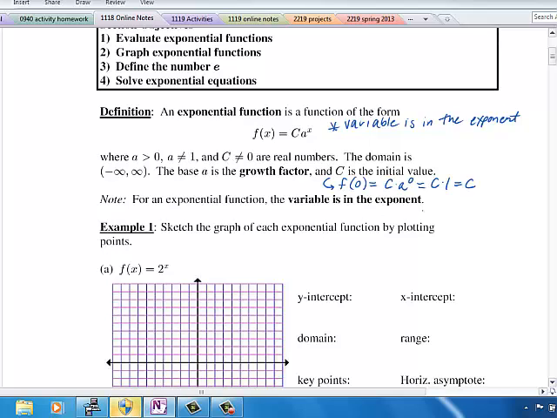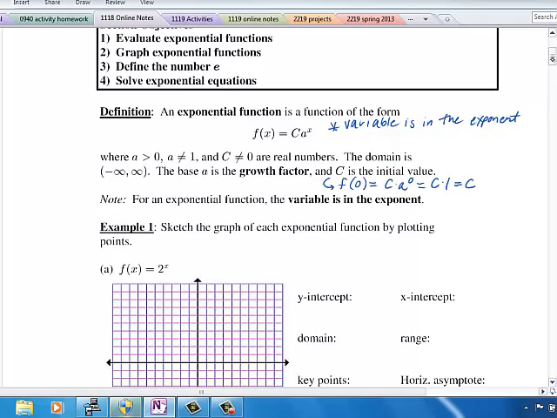So again, the variable is in the exponent. That's what makes it an exponential function. It's different from x squared, where there is an exponent, but it's a constant exponent of 2. So here we have an exponent that's changing as x changes.